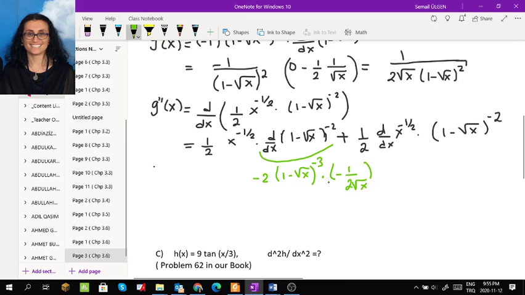Alright, this is it. And what's the derivative of this? Let's use a different color. Let's use the blue color here.